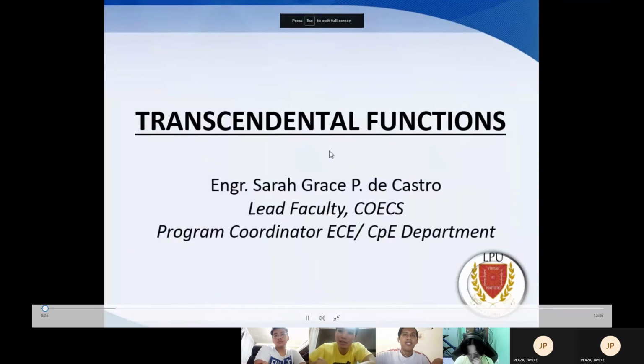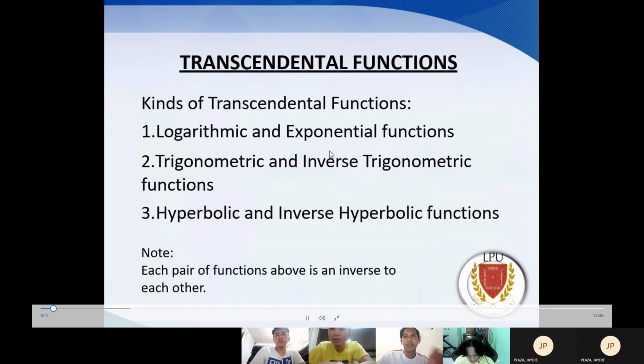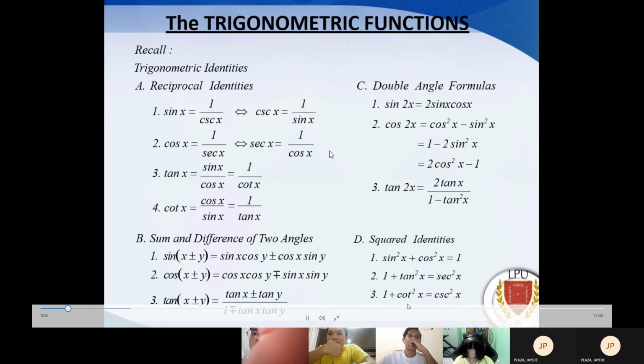Good day, welcome back to Engineering Calculus 1 or Differential Calculus. For this lesson, we'll be discussing transcendental functions. Transcendental functions, we have three types: the logarithmic and exponential functions, which we are done discussing, by the way. Number two would be trigonometric and inverse trigonometric functions. Number three, hyperbolic and inverse hyperbolic functions. Note that each pair of functions above is an inverse to each other.